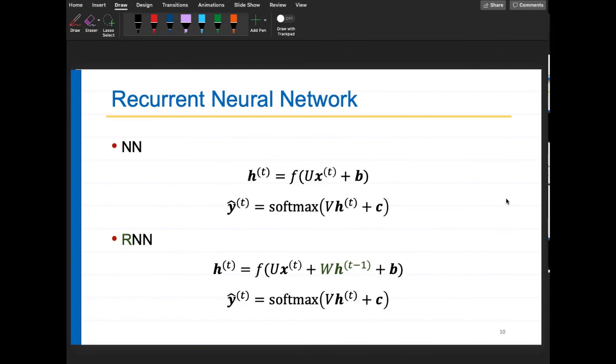Now the equations. In neural networks, you have ht dependent on U of xt plus b, the weights and the bias. And y hat is dependent on some V of ht plus some other bias c. In RNNs, you introduce this extra term where ht is also dependent on ht minus 1. That is it. This is your recurrent neural network. It's so simple, right?